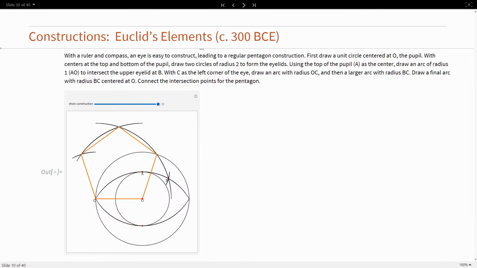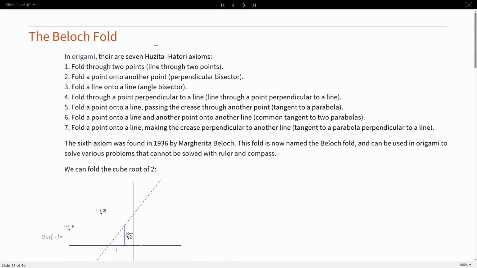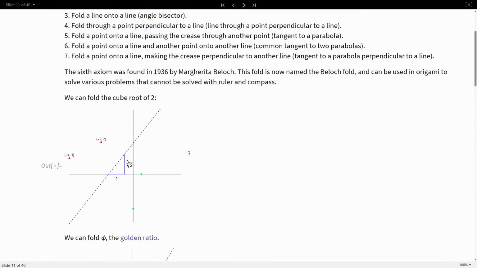So for the plastic constant and the super golden ratio, those are based on cubics. And you can't do cubics with ruler and compass, but you can make them with origami. And here are the 7 axioms of origami. And one in particular is this 6th one: fold a point onto a line and another point onto a line, which happens to be the common tangent of 2 parabolas.